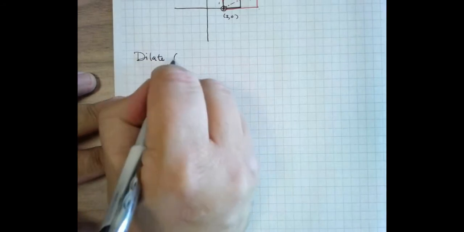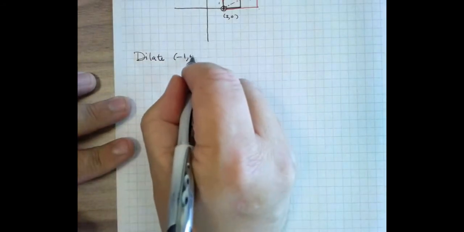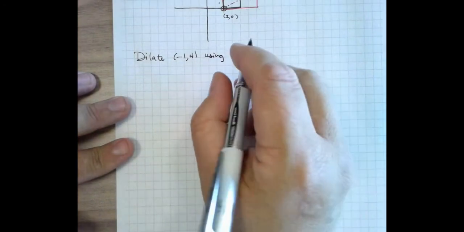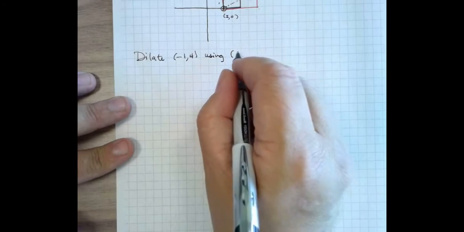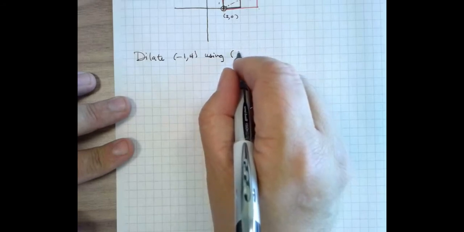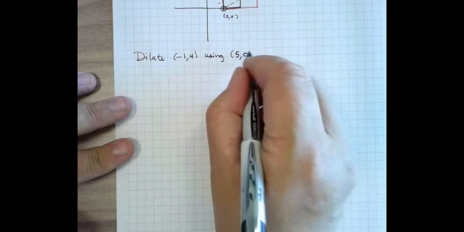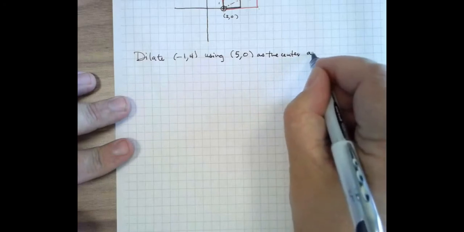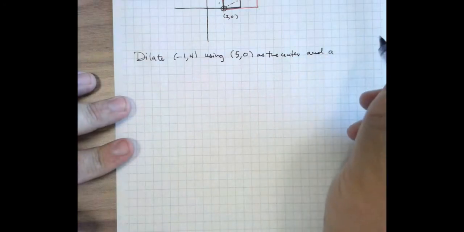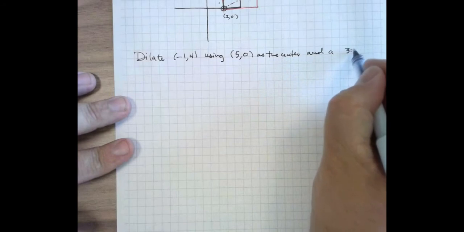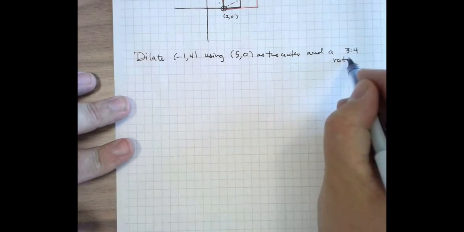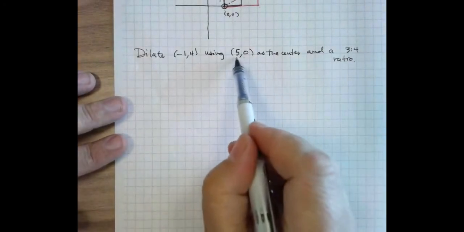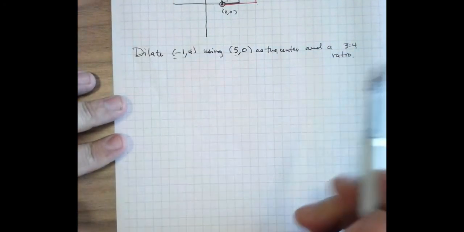Let's say I want to dilate -1, 4 using, let's say 5, 0 as the center, and a 3:4 ratio. Okay, so here's my center, there's the point I'm going to dilate, here's the ratio.